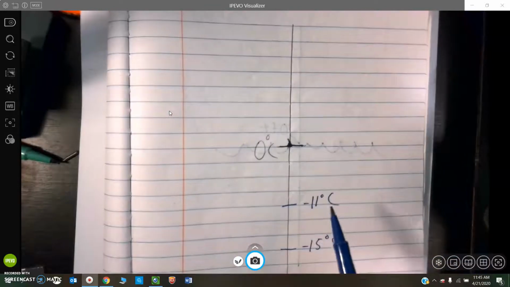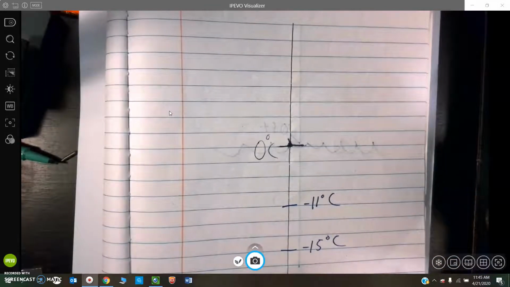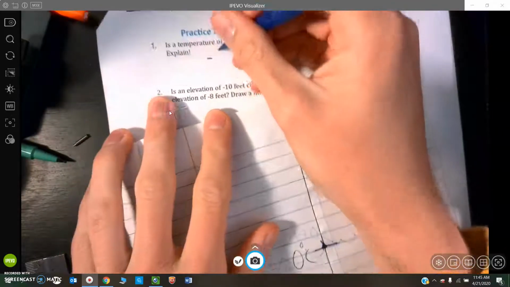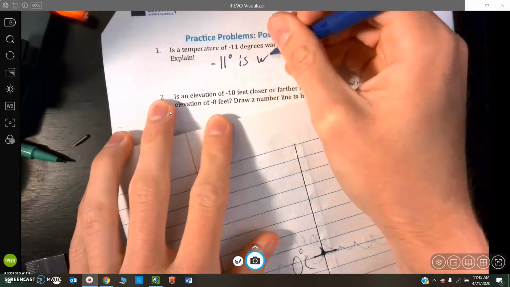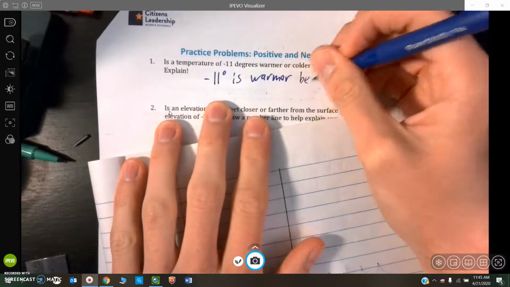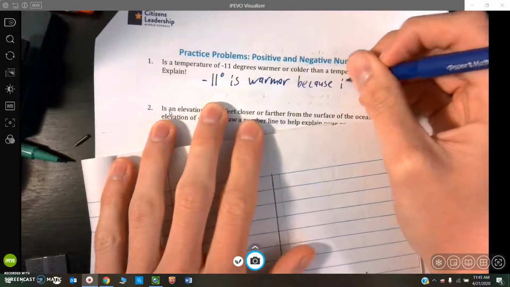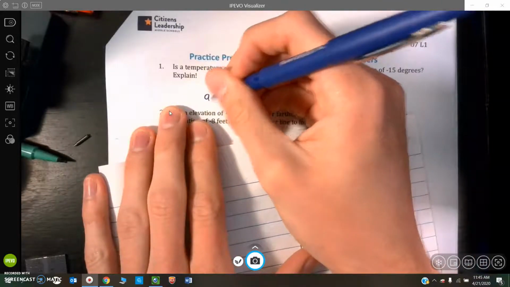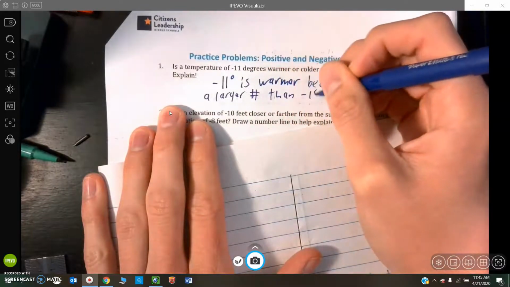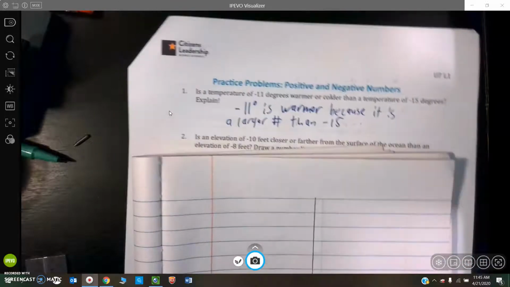So -11 is actually warmer than -15 because -11 is actually a bigger number. If you have a vertical number line, like a thermometer, the higher up on the thermometer you are, the warmer it is. So -11 degrees is warmer because it is a larger number than -15. All right, so now let's look at number 2.